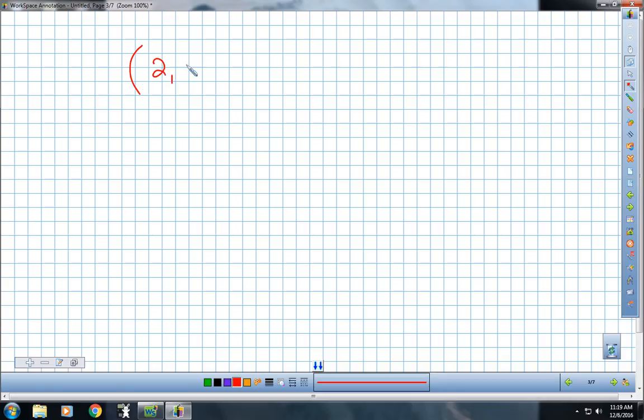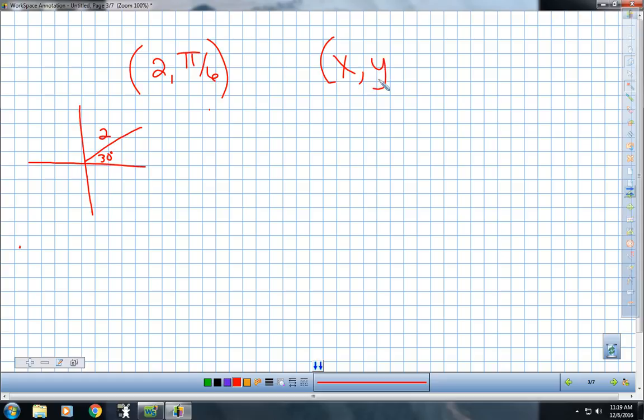2, pi over 6. Okay? I know I'm at a pi over 6 or 30-degree reference angle, and I know the radius is 2. Go ahead and try this one on your own. Use the formula to try to bust this out. Look up here only if you have to. See if you can kind of do it on your own.